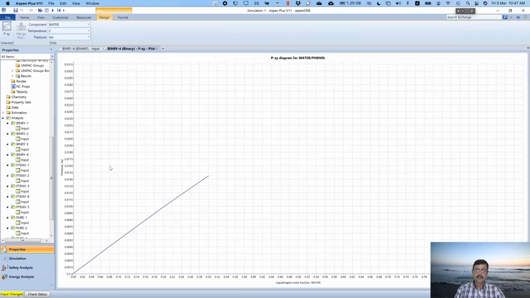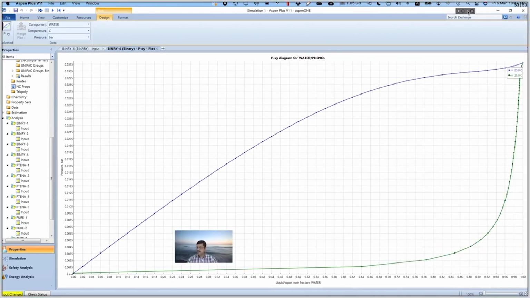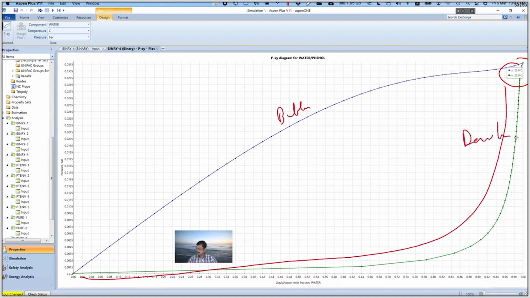Yes. So you can understand what it is. It is at 25 degrees centigrade. This is the bubble line, and this is the dew line. This axis is the XY axis, liquid vapor mole fraction of water. And visibly this is the liquid portion, this is the vapor portion, and inside it is the liquid plus vapor mixture.